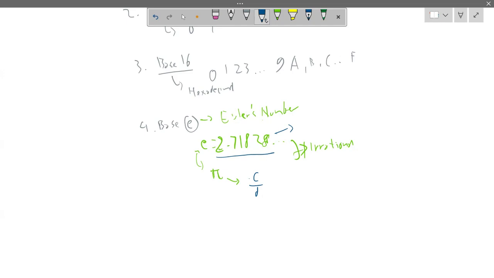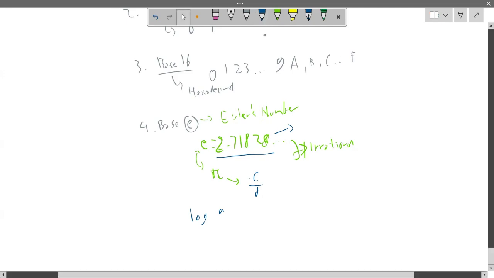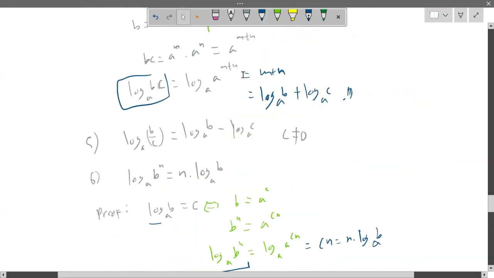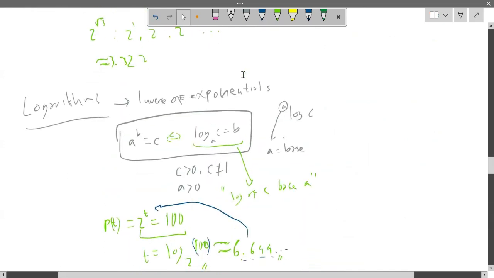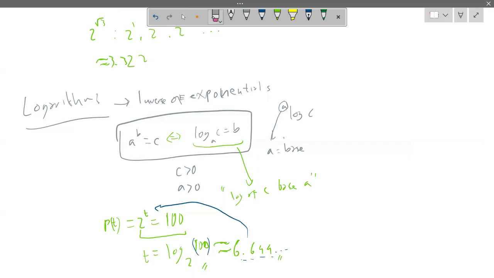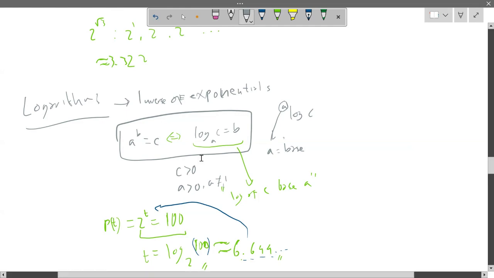Now, remember taking the logarithms of anything, right? The base can be anything apart from one. Wait, apart from one, did I say? Hold on. Sorry, I got it wrong. Sorry, guys. It should be the base that is not equal to one. Sorry about that.